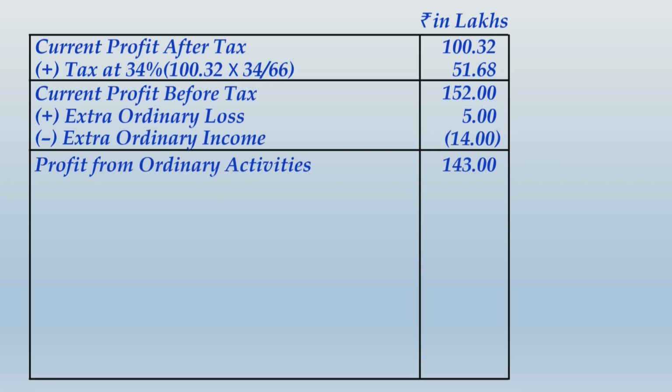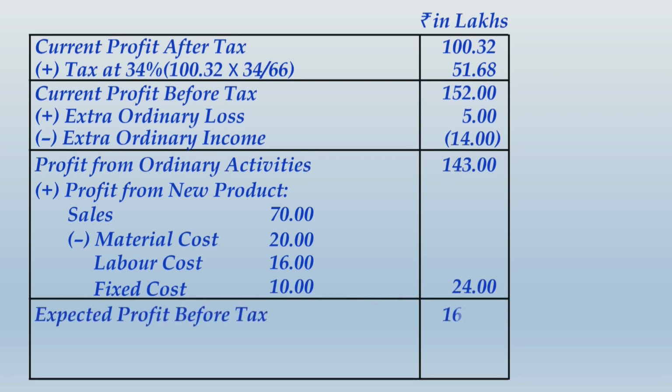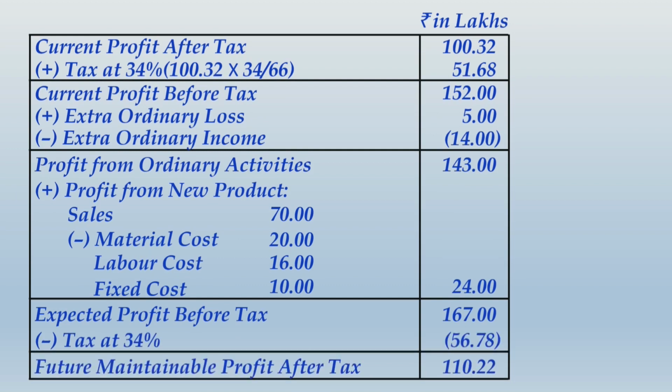Then we add new component of profit from the new product, and for that you just take sales and subtract all the components of cost as material, labor and fixed cost, and we get the profit from the new product as 24 lakhs. Now the overall expected profit before tax will be 167 lakhs, and then you subtract tax at 34% and we get the future maintainable profit after tax, or you can call it expected profit after tax, as 110.22 lakhs. Please write up this much and then I take you ahead.